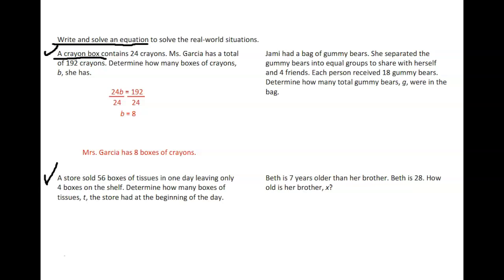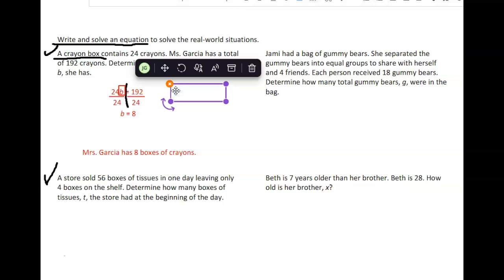So you're going to draw your line. You are going to box your variable. And then you're going to do the inverse operation. Instead of multiplying by 24, divide both sides by 24. You're going to get a solution of 8.